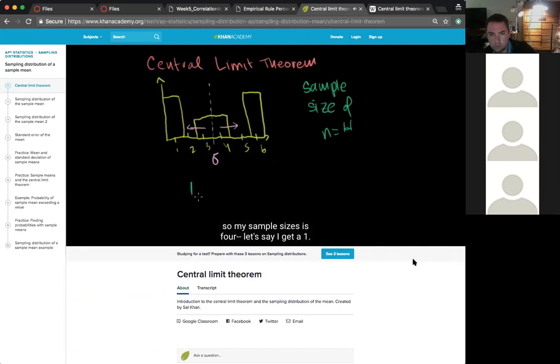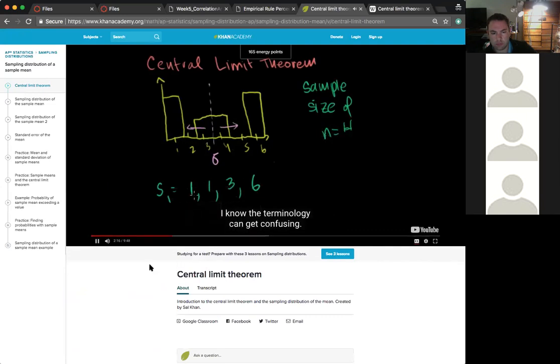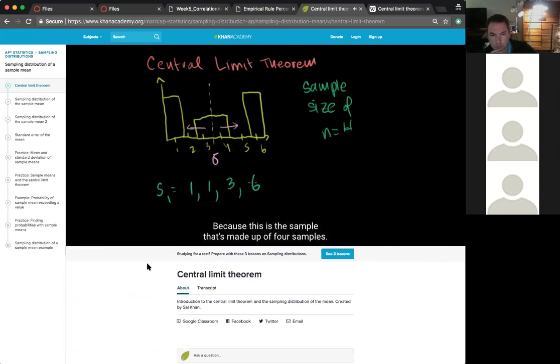Let's say I get a 1, let's say I get another 1, and let's say I get a 3, and I get a 6. So that right there is my first sample of sample size 4. And I know the terminology can get confusing because this is a sample that's made up of 4 samples. But when we talk about the sample mean and the sampling distribution of the sample mean, which we're going to talk more and more about over the next few videos, normally the sample refers to the set of samples from your distribution, and the sample size tells you how many you actually took from your distribution. But the terminology can be very confusing because you could easily view one of these as a sample. But we're taking 4 samples from here. We have a sample size of 4.